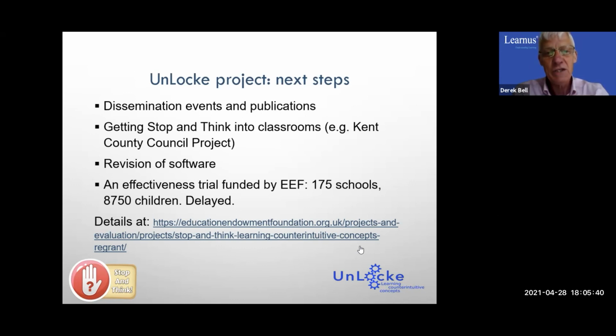We've been revising the software, as Denis said. We've got this effectiveness trial coming up, which is being done completely independently from us. It's not going to have the research assistants supporting the schools, so it's to find out whether this activity could work in the wild, as it were. The plan is to have something like 175 schools and nearly 9,000 children. But that's been delayed for about 12 months, so we're expecting it in 2022. If you need details, it's on the EEF website.